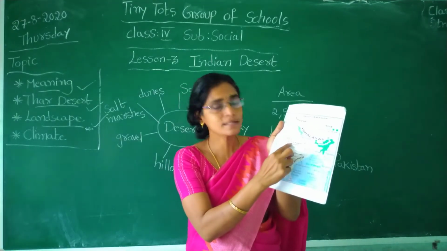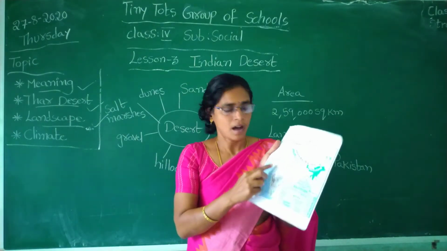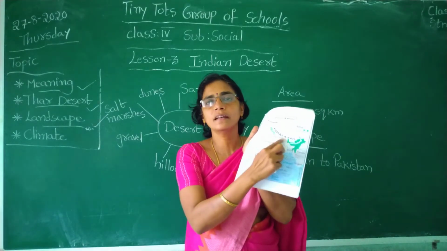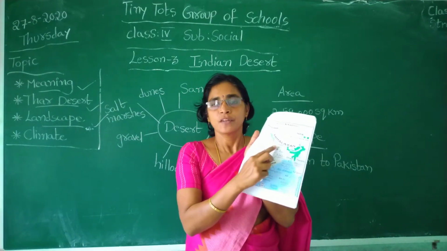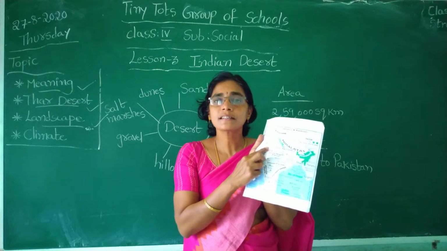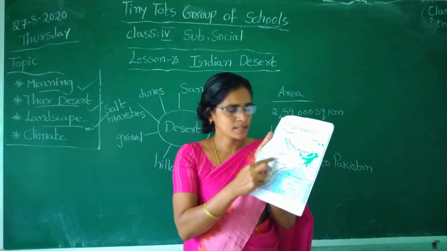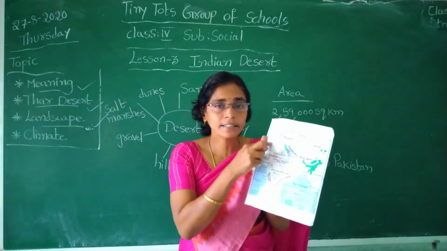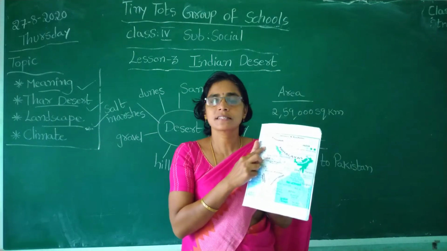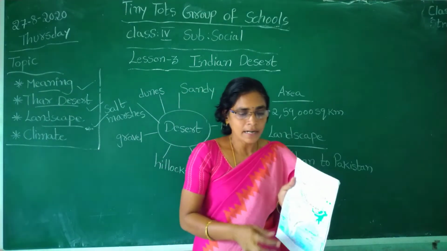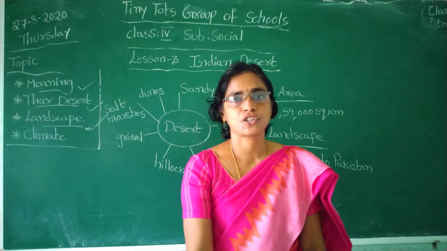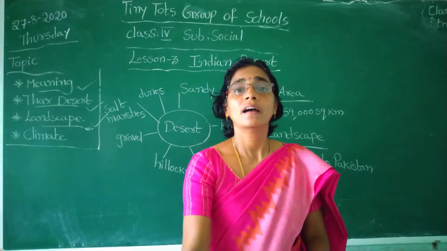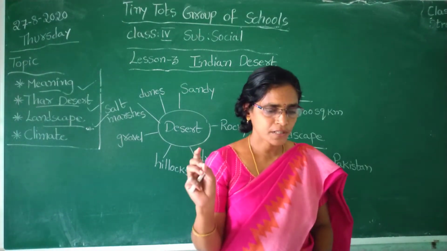It is in the west side of Aravalli Hills. Aravalli Hills are in the middle place of India. So this desert lies to the west side of Aravalli Hills, and it extended up to Pakistan. And it stretches from the Rann of Kutch in Gujarat.